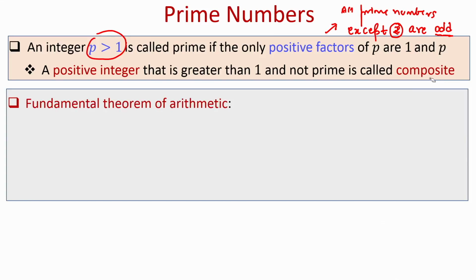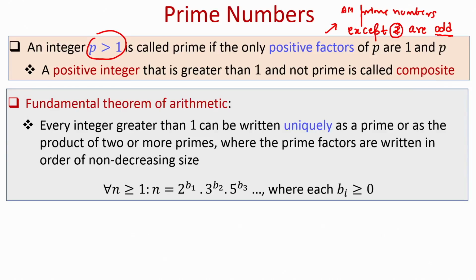We know some nice properties of prime numbers which we had already discussed in this course. We know the fundamental theorem of arithmetic, which says that you take any integer greater than or equal to 1, it can be written uniquely as a product of prime powers.